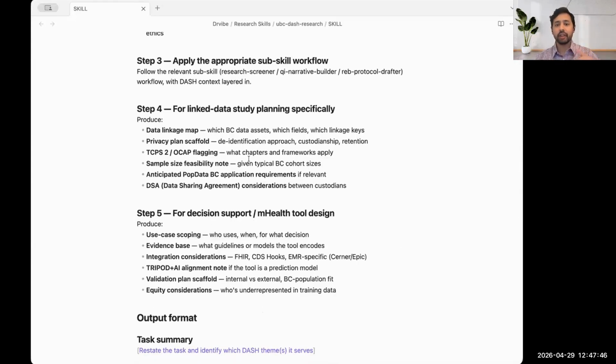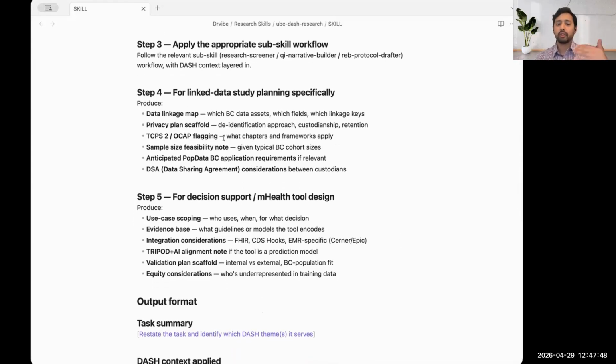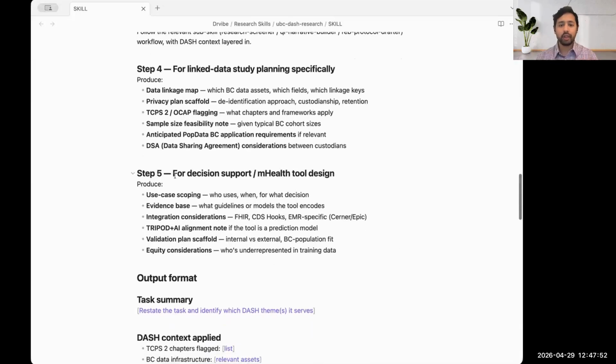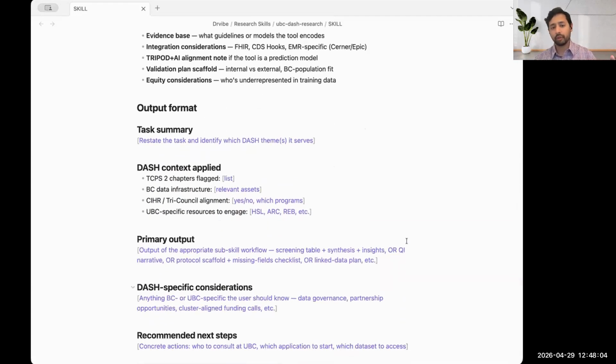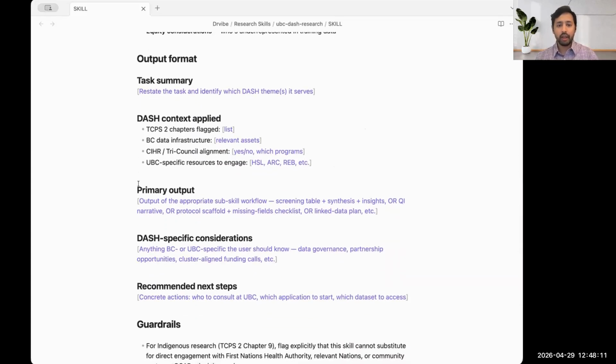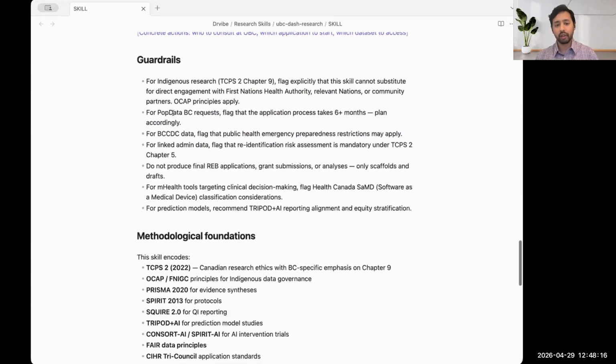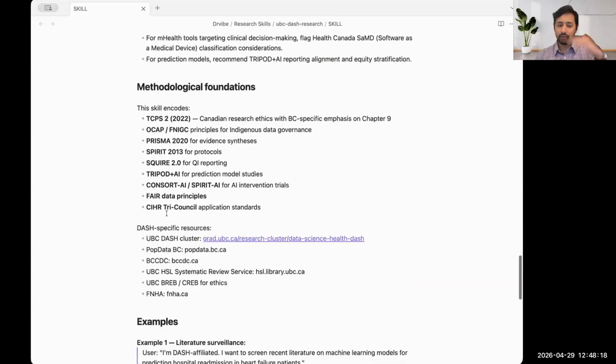And then for all the linked data, this is how you do the planning, create these maps, create these datasets, and then for any kind of decision support, you have to use evidence and have FHIR in there, and all the ethics involved, and then the output format, of course. So remember, output always has to be very standardized. It's this first task summary, then the context applied, and then the primary output considerations, and then next steps. And these are all the guardrails. Yep, so that's the skill for this.